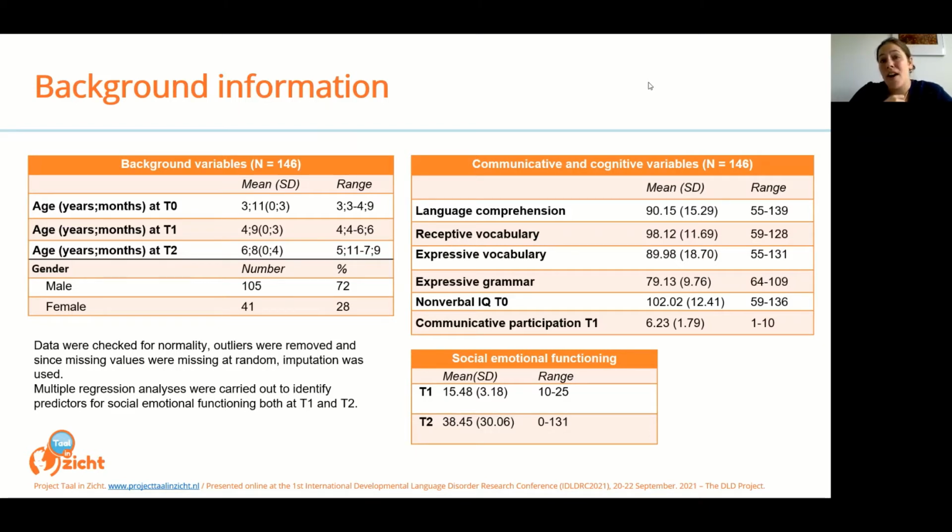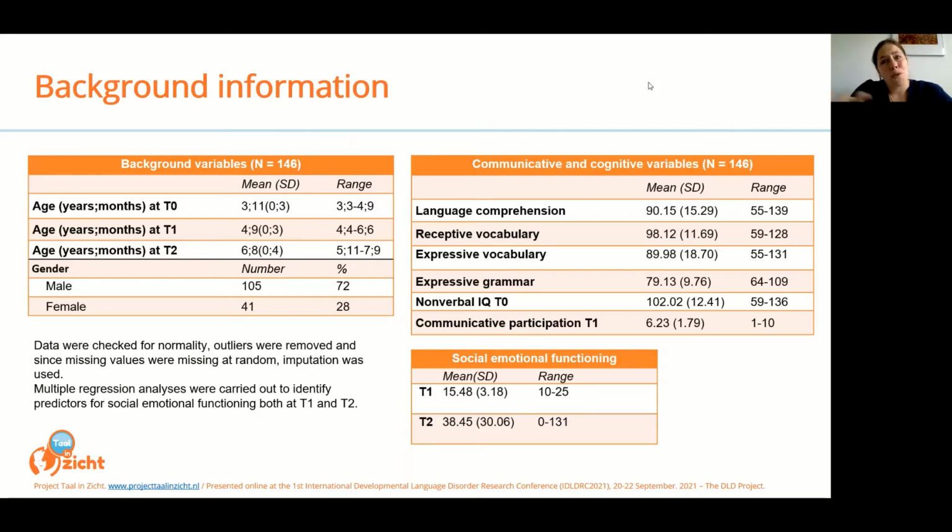Here, actually, having a higher score means that they're doing worse. So for the language and IQ, obviously, a higher score is better. But at the social emotional functioning scores, it means that when it's higher, you're doing worse. So the mean at T1 is 15.48. At T2, it's 38.45.